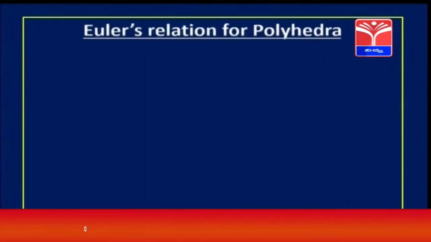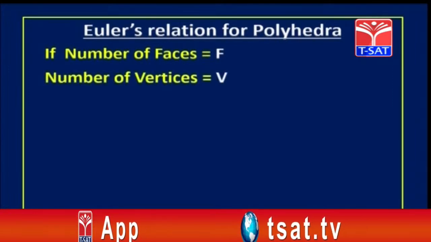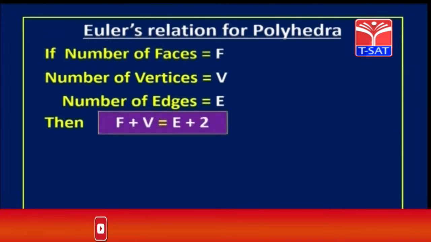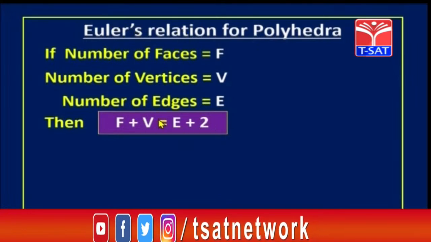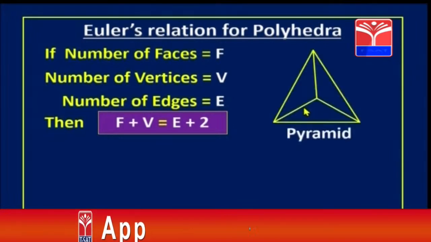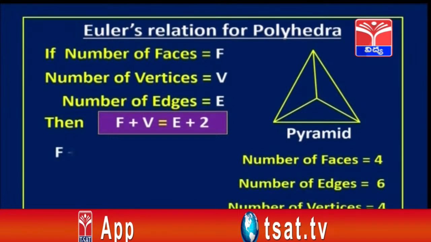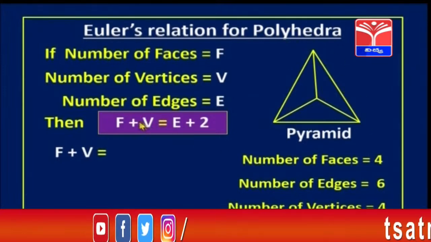Euler's relation for polyhedra. If number of faces equal to f, number of vertices equal to v, number of edges equal to e, then f plus v equal to e plus 2. Children, this is the relation given by Euler. So we are calling this relation Euler's relation for polyhedra. Children, I am taking a pyramid here. Number of faces equal to 4, number of edges equal to 6, number of vertices equal to 4, children, for this triangular pyramid.